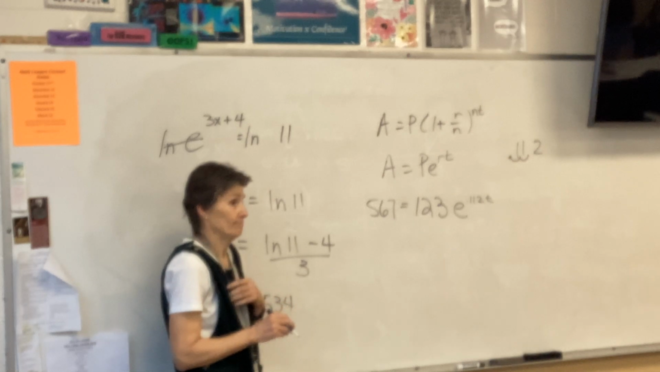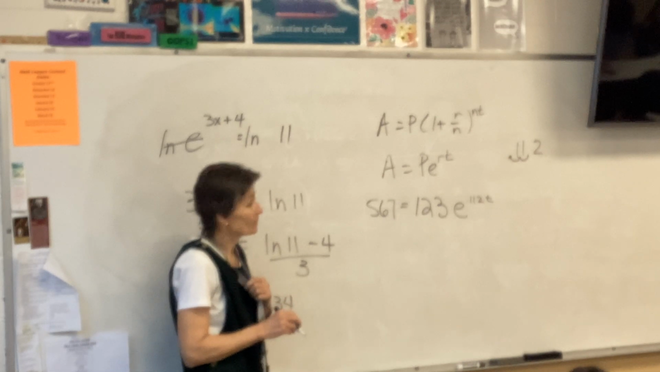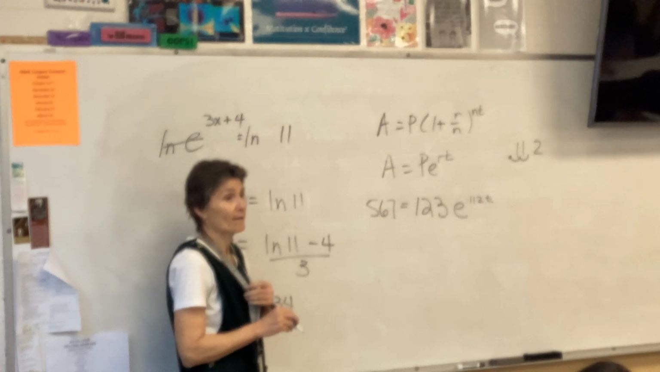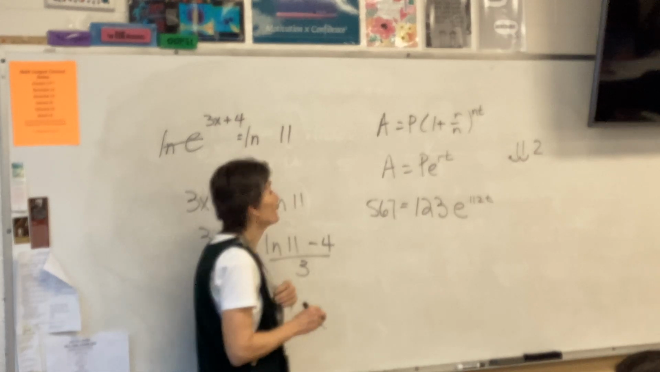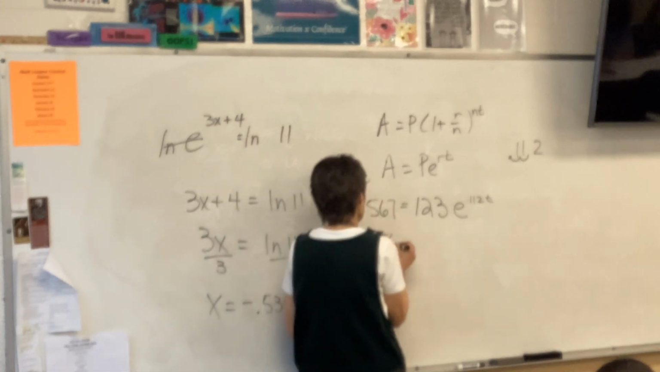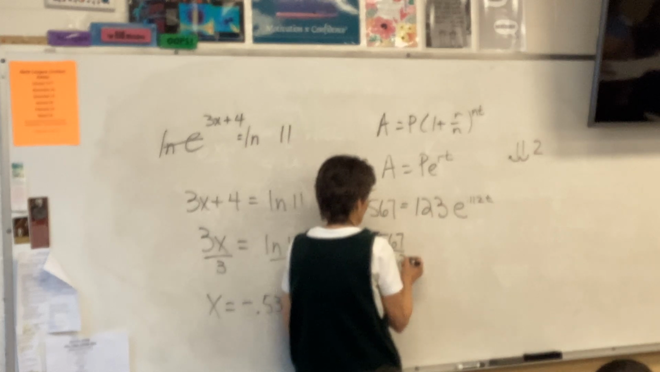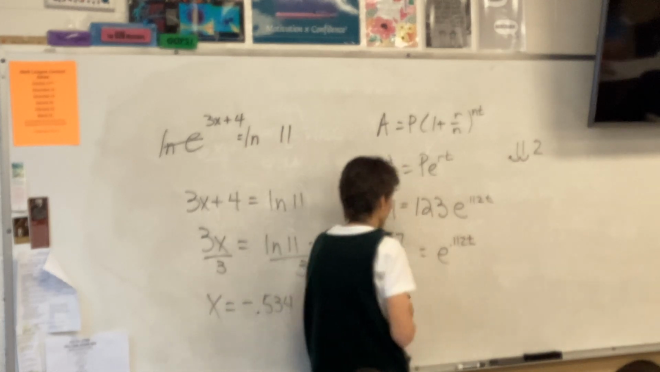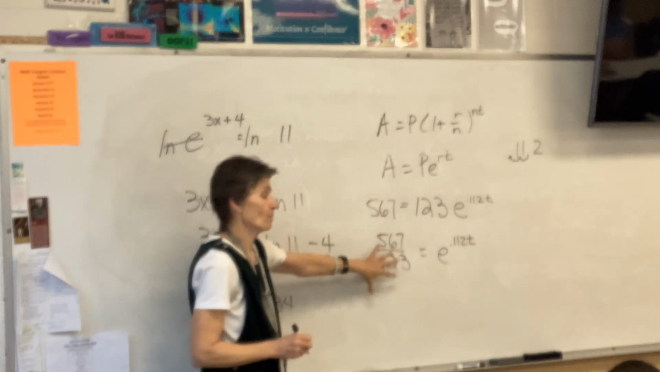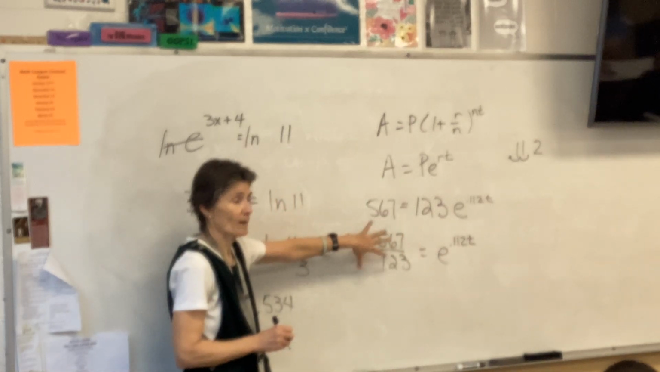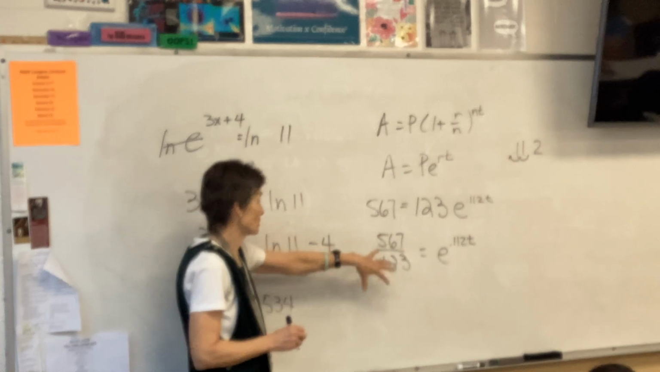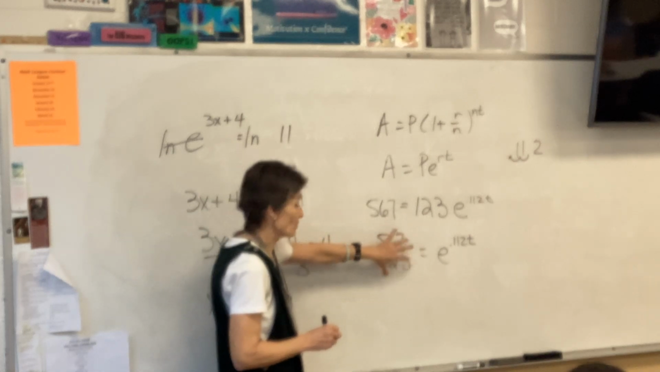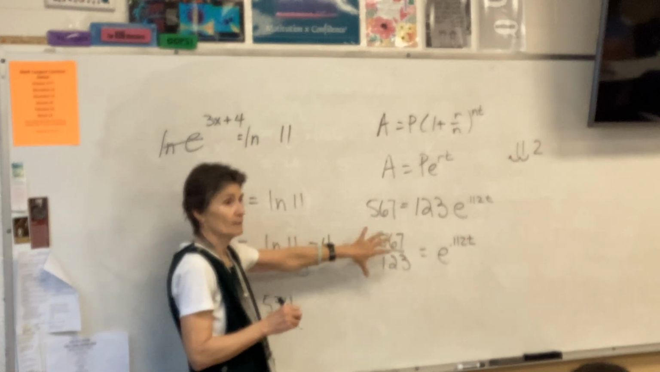Step 1. Not gonna take a logarithm yet. What do I have to do first? I gotta divide by the 123. Please don't type that in, because if you round it off, you're gonna be off. I don't want you to round that off. So there's your fraction.